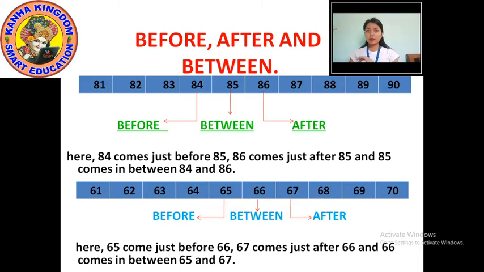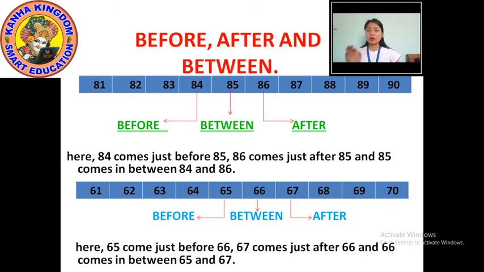In the second example, I mark 65, 66, 67 as before, between, after. It means 65 comes just before 66, and 67 comes just after 66, and 66 comes in between 65 and 67.